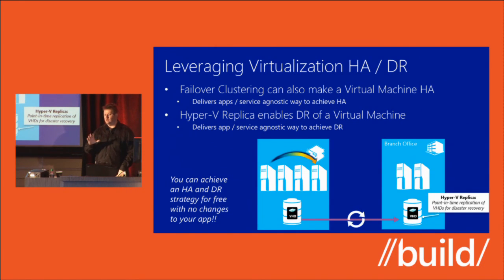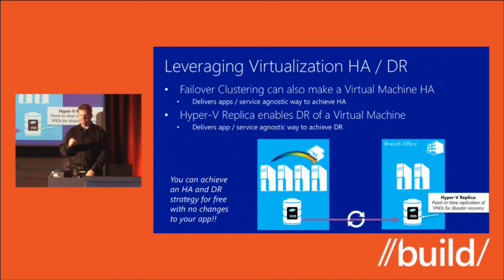Let's say that you have your own homegrown app or service. My key point here is that with the infrastructure built into Windows Server 2012, if you go home and your boss says to you, what's our HA story? What's our DR story? You have an HA and DR story for free, for nothing, that will work with your app, guaranteed. What do I mean by that?